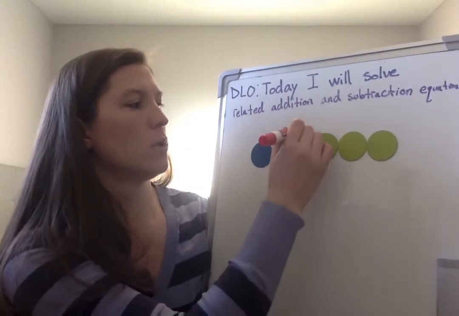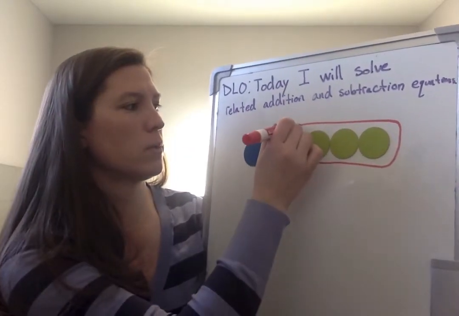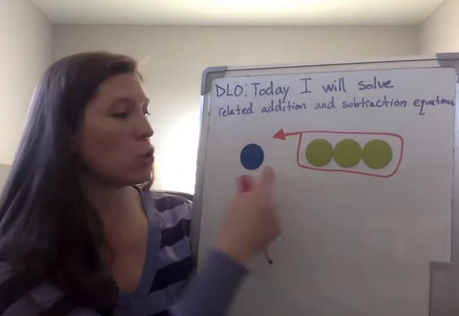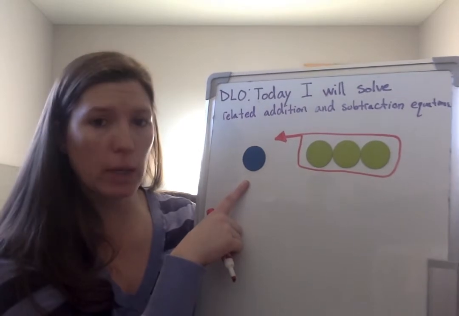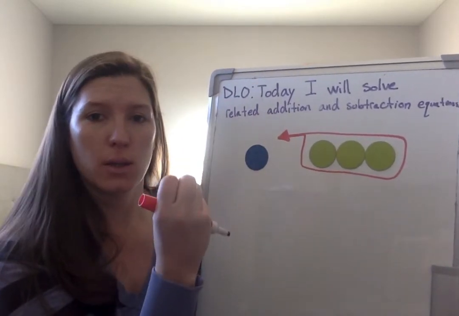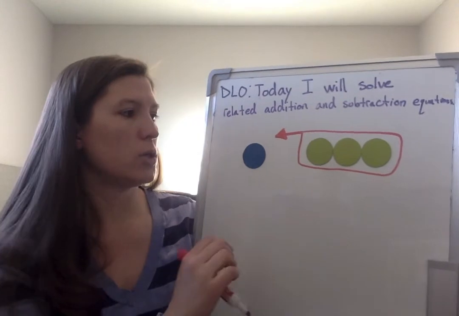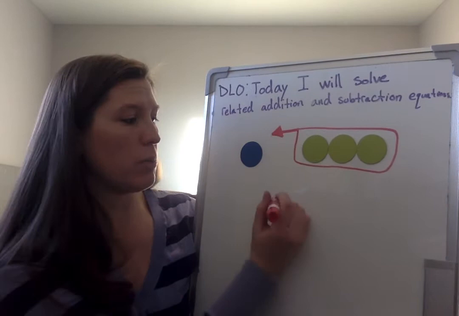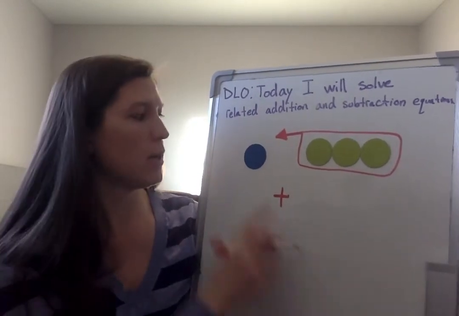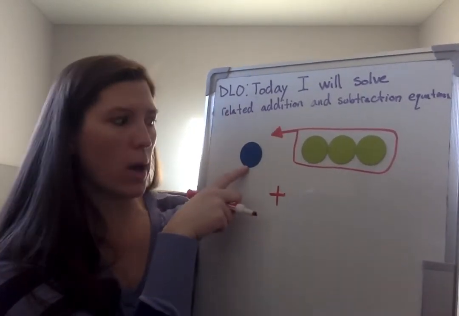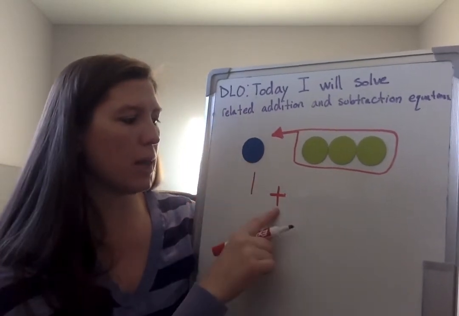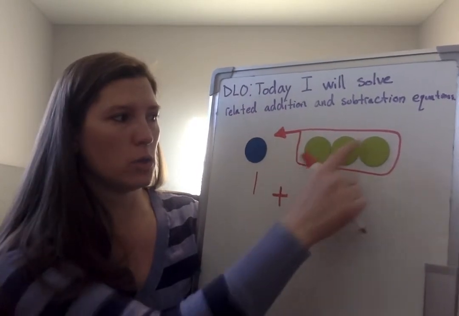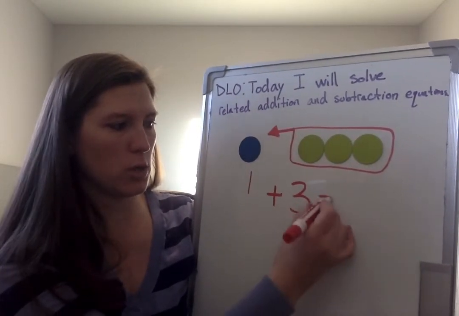So here, I have two groups. Look at the arrow. The arrow means it's coming towards this group. It's joining. If we're joining, plus, they're coming together. So if I see the arrow and I see the group that wants to join the other group, it's going to be plus. So I'm going to write plus right away so I don't forget. How many is in my first group? 1. That's easy. 1 plus, how many want to join? 3. 1, 2, 3.